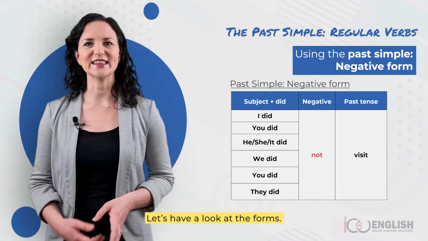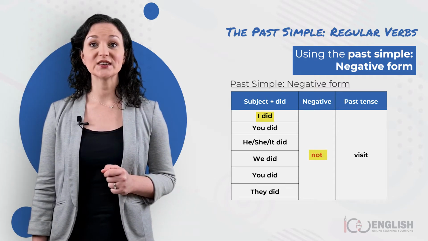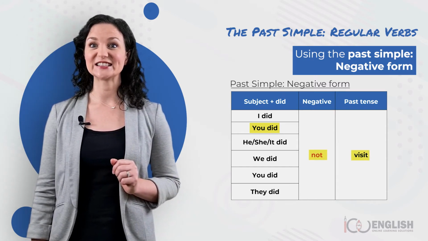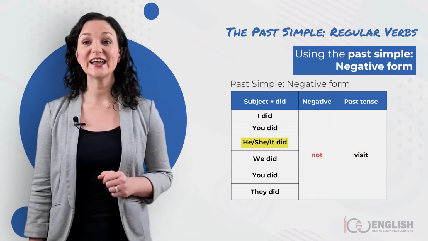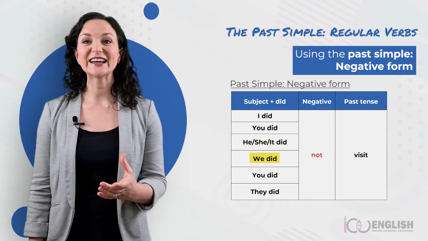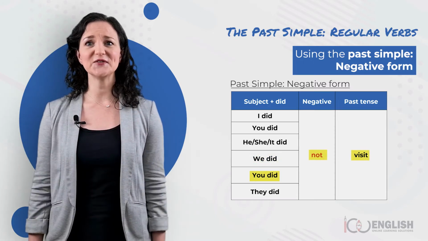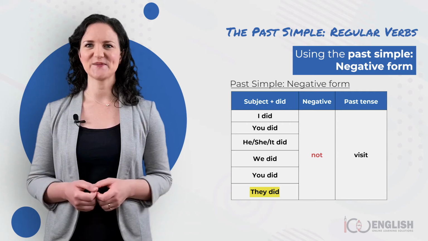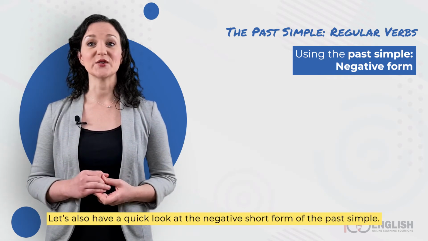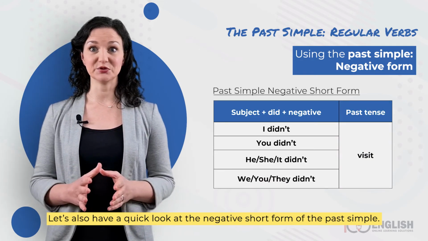Let's have a look at the forms. I did not visit. You did not visit. He, she, it did not visit. We did not visit. You did not visit. They did not visit.